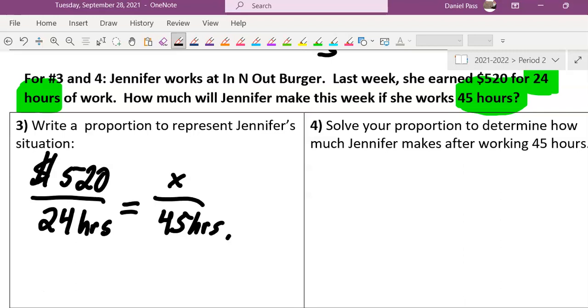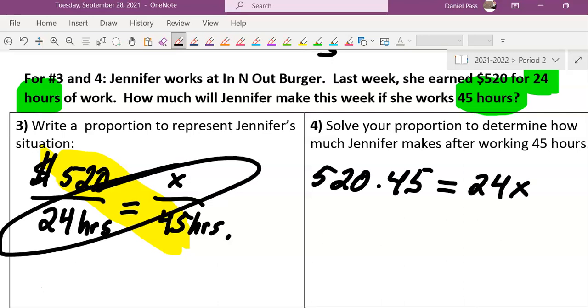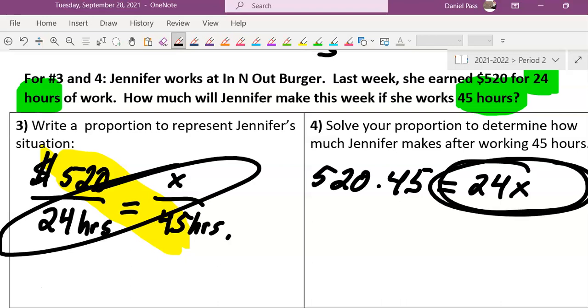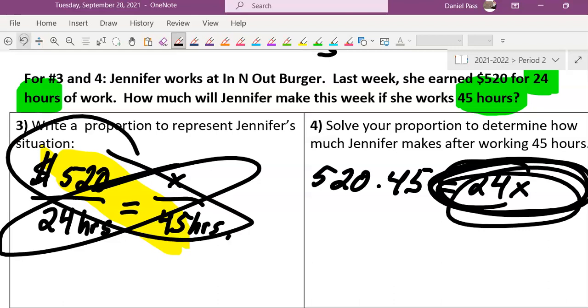All right, what's next? Then you cross multiply 520 times 45. Yep. Okay, equals 24 times X. Very good, because that's our other diagonal. A big mistake students make is they want to try to put the answer to 520 times 45 here, but we need both diagonals. Excellent job, Mr. Bluey.